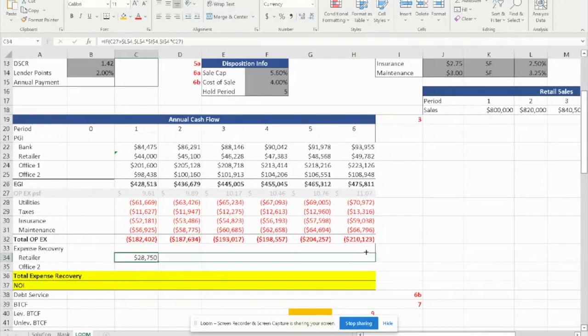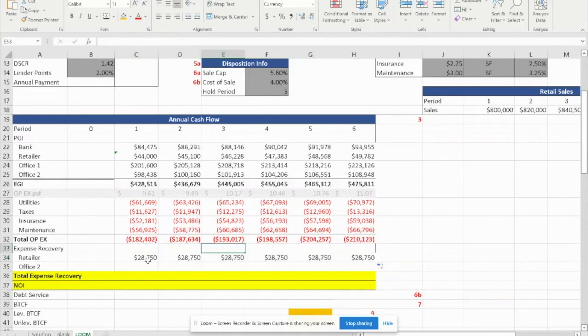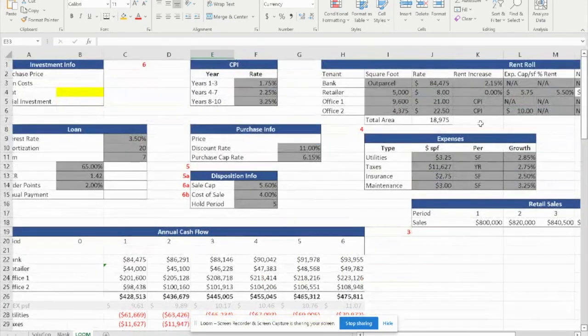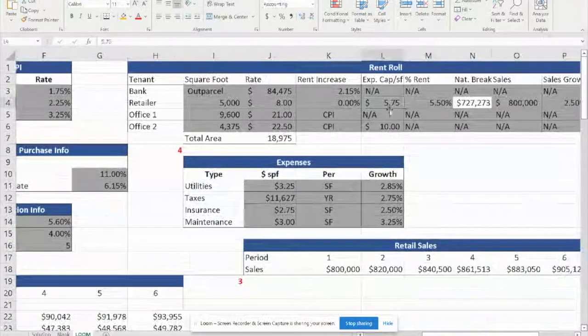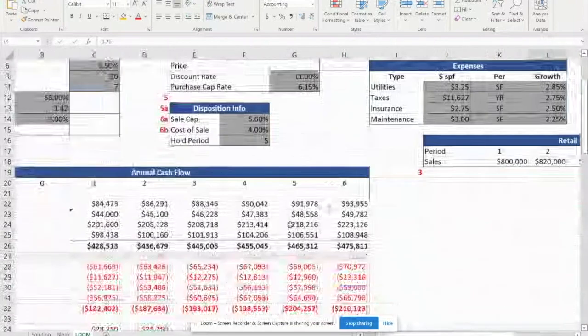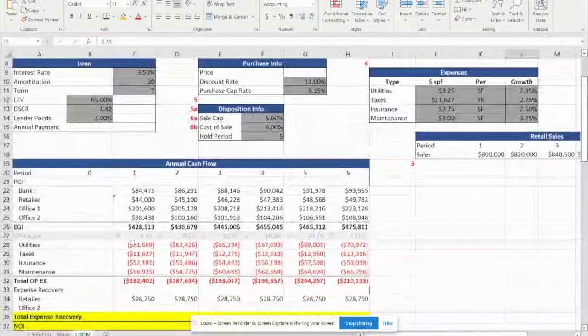If we did that correctly, we can drag it across to get the expense recovery for years 2 through 6. Now, it is interesting that the numbers are the same. The reason the numbers are the same for years 1 through 6 is because the expense cap, as you can see here, is $5.75 for the retailer. It just so happens that their expense cap is less than the OPEX expense per square feet that this building is experiencing.